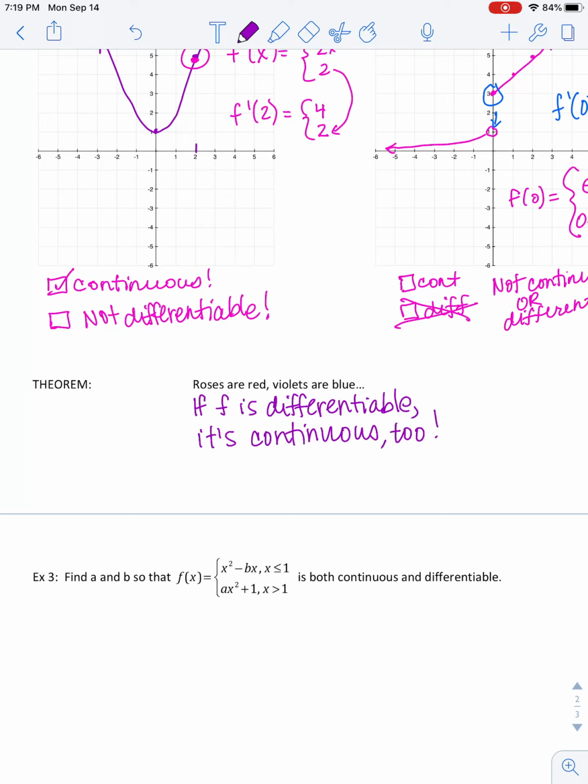Now, remember that a function can be continuous but not differentiable. But it can never be differentiable but not continuous. So if you can find a tangent line's value, the slope of it, then you can go ahead and assert that that function is continuous. So this is a nice theorem for us to look at.